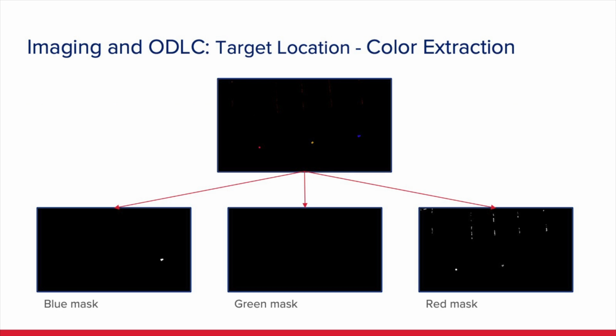The next part of the target location is color extraction. Basically, we extract the color of the targets before we search for the target's contour. Since we do not know the color of the targets beforehand, we'll extract all the colors into masks, and later we'll find contours for each mask.